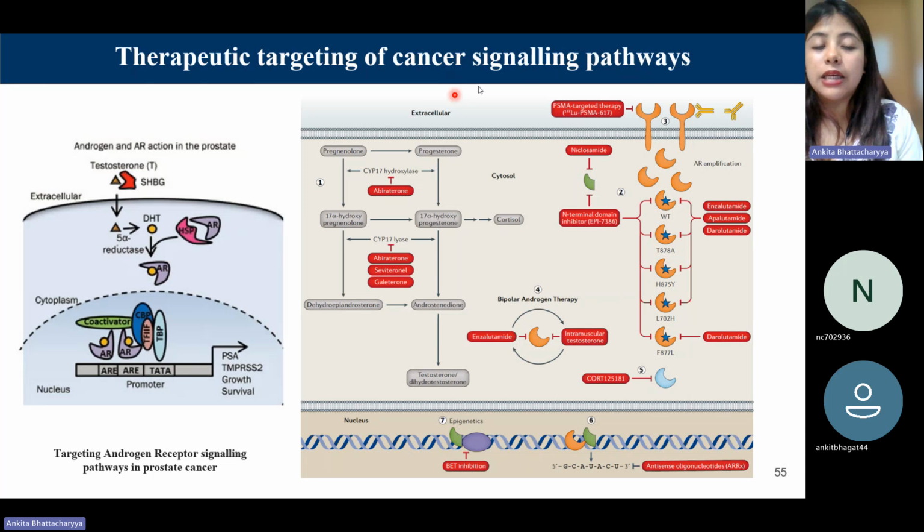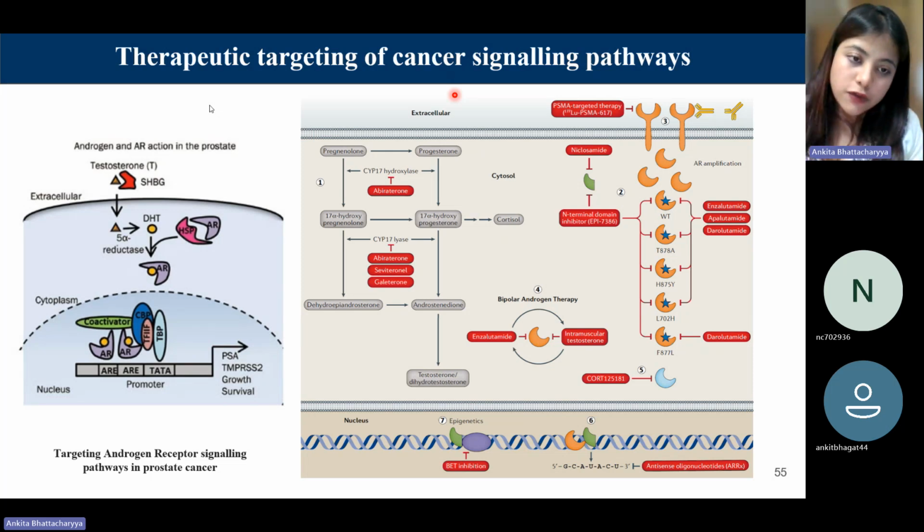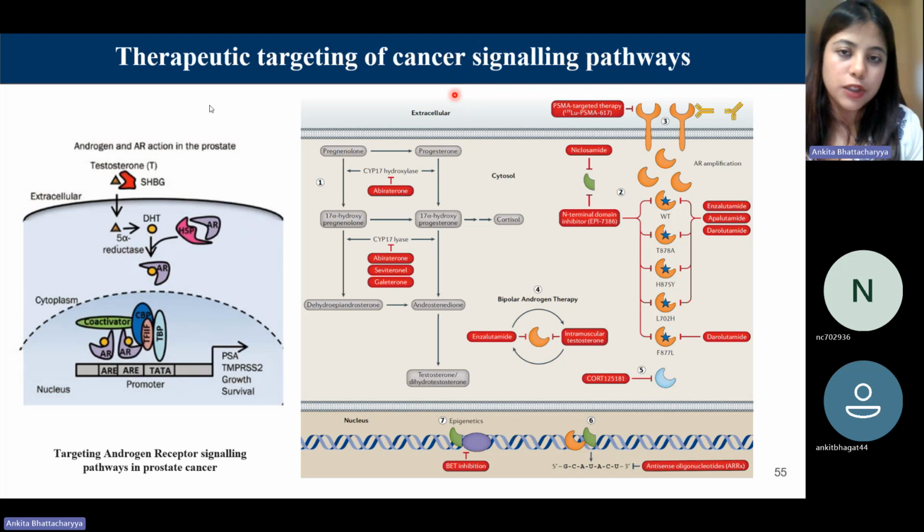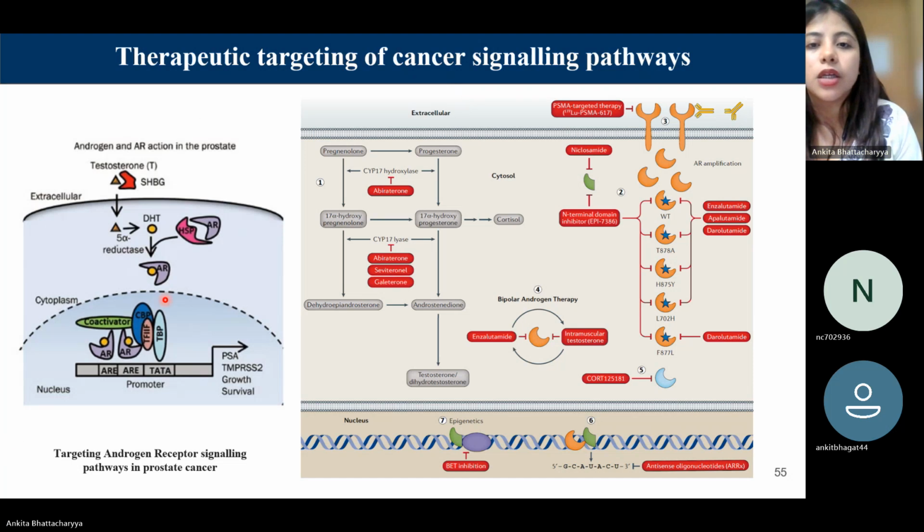So any mutation or any change which is very prevalent in a population, which is very targetable for a population, is always desirable. However, it comes with its own set of challenges, that you cannot always use the same drug for the same population, because not everybody will have the same mutation. But when something is very frequent, it is easier to treat and it is easier to figure out.